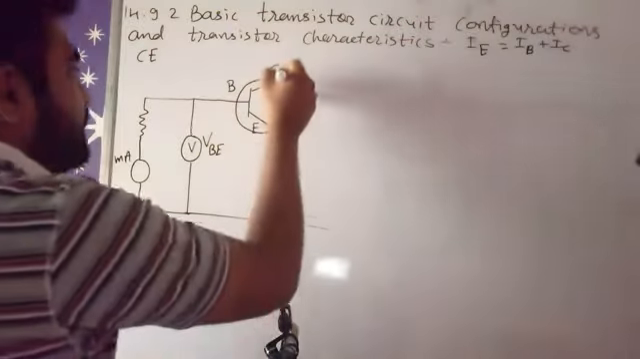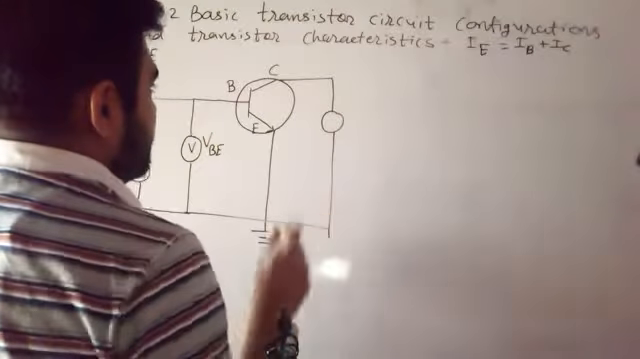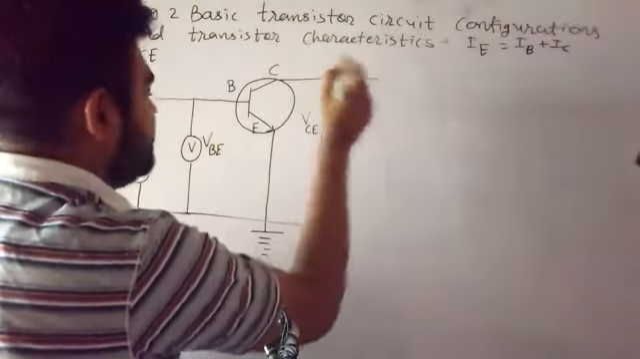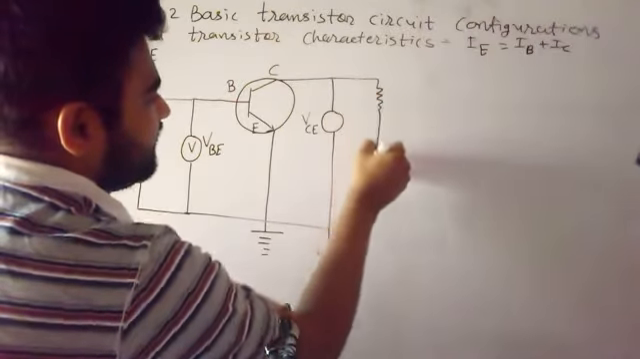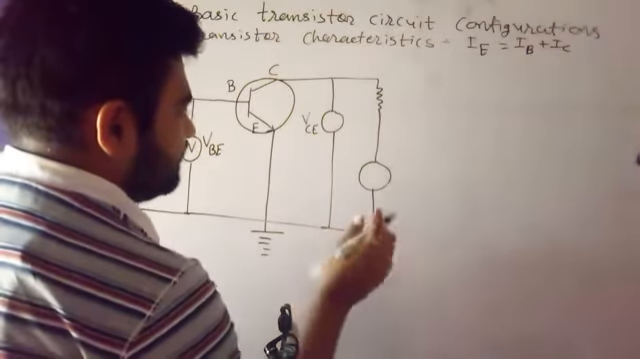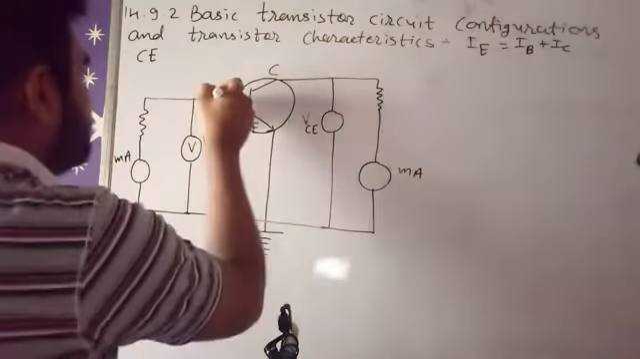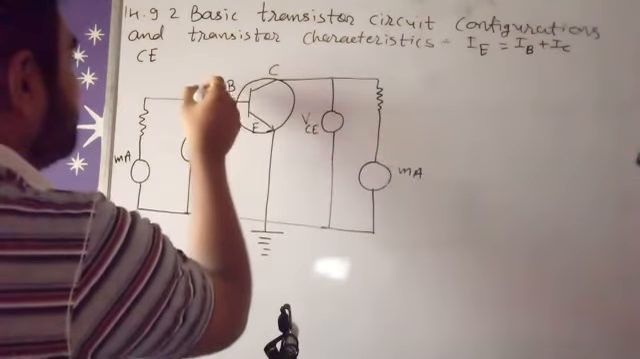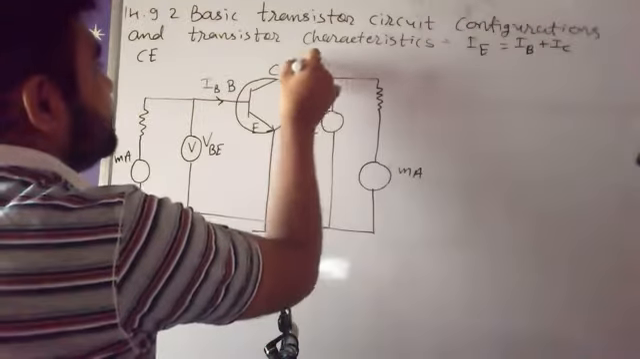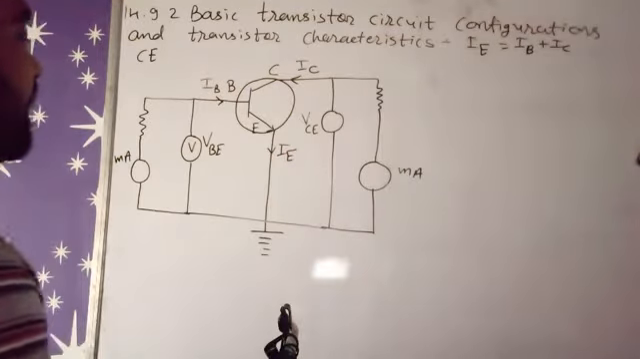Now the collector is connected with one voltmeter. Between collector and emitter we name it VCE. Similarly, one resistor and one milliammeter should be connected here. So this is again a milliammeter. Now the currents: the base current is towards the base, the collector current is moving in this direction, IC, and IE in this direction. So these are the current directions.